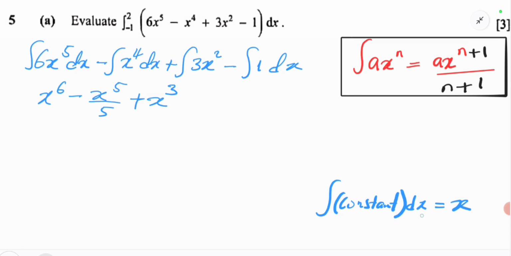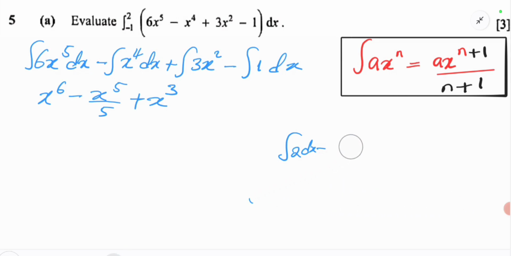integral of a constant number is x. So if we had a 2 here, for example, and we find the integral of 2 with respect to x, our answer will be 2x. If we want the integral of 5 with respect to x, what we're going to have is what? 5x. Similarly, the integral of 1 dx is just 1 times x, which is just the same as x. I really hope that makes sense.